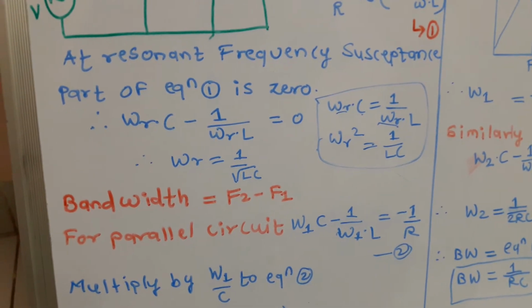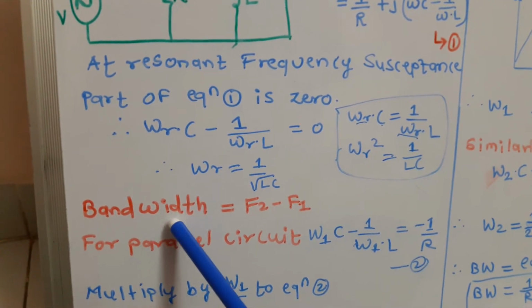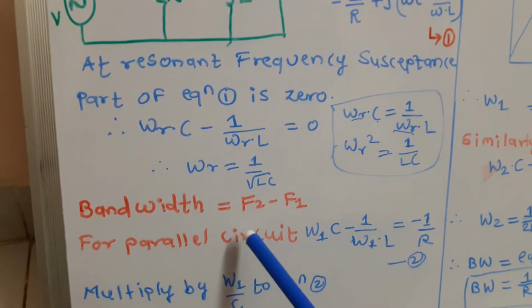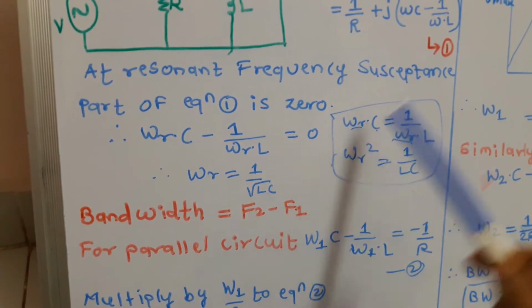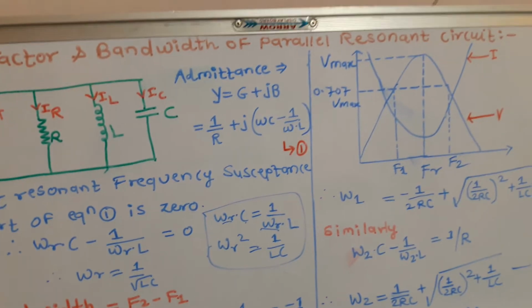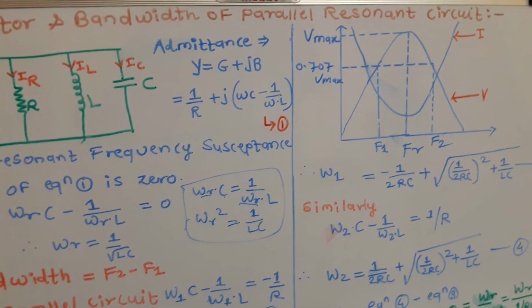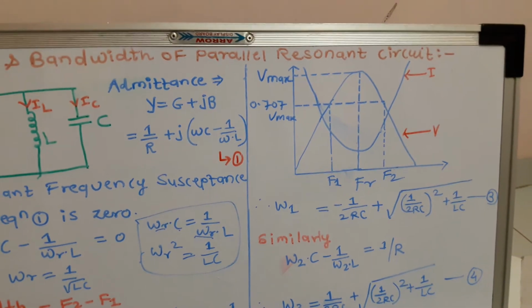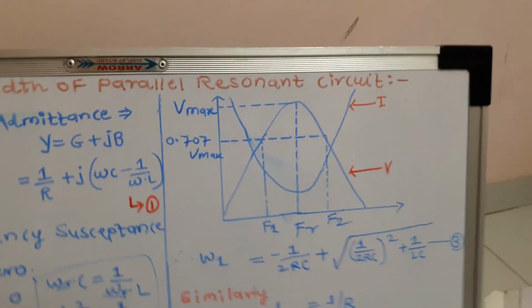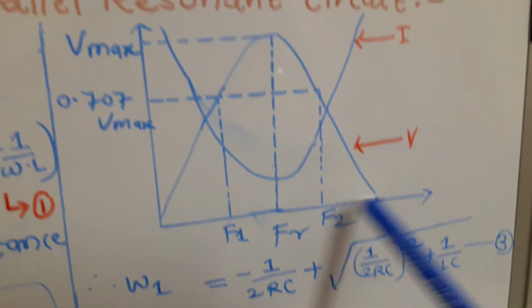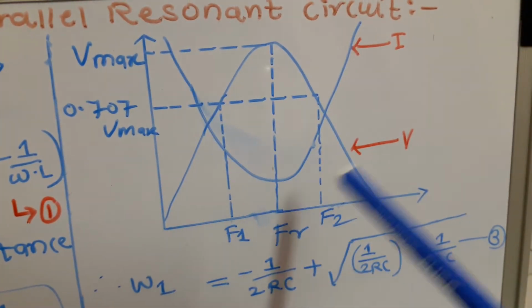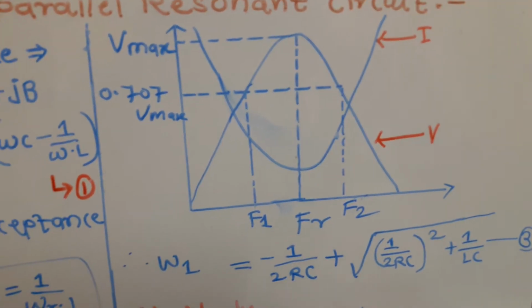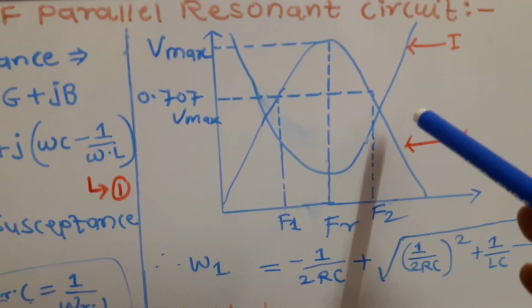Now we are going to focus on bandwidth. What is bandwidth? Bandwidth is nothing but the difference of frequencies where voltage or current is at 70% of its maximum value. The voltage and current variation with frequency is shown in this figure. Just focus on this figure. On the x-axis we have frequency, and on the y-axis we have voltage. Voltage and current are exactly opposite.